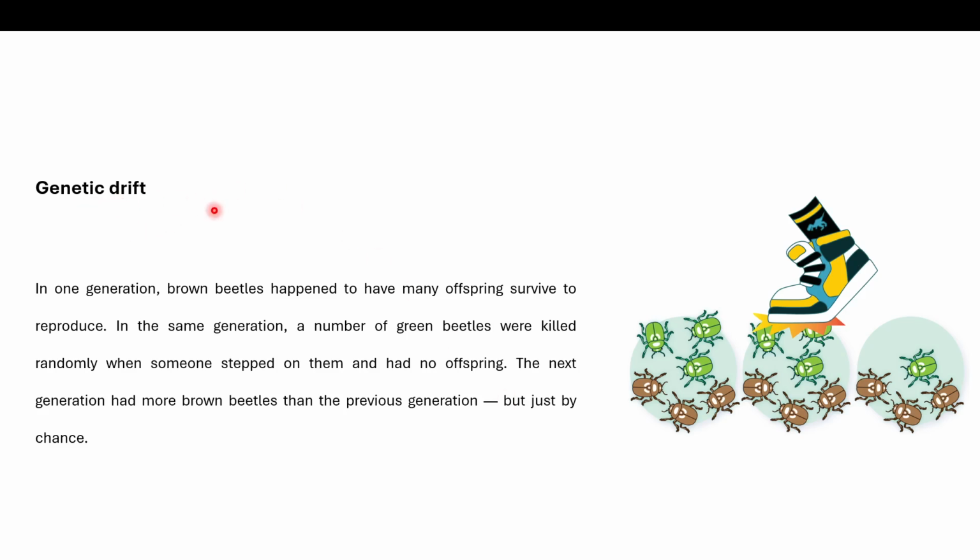And another is genetic drift. Suppose in one generation, brown beetles happened to have many offspring survive to reproduce. In the same generation, a number of green beetles were killed randomly, when probably someone stepped on them, and had no offspring. So the next generation will have more brown beetles than the previous generation, but just by chance. In this case, it is called genetic drift.